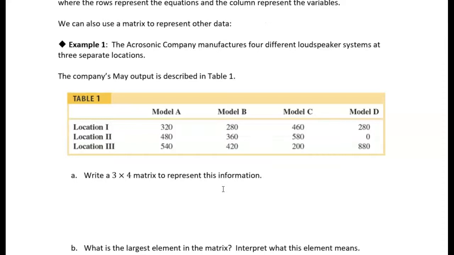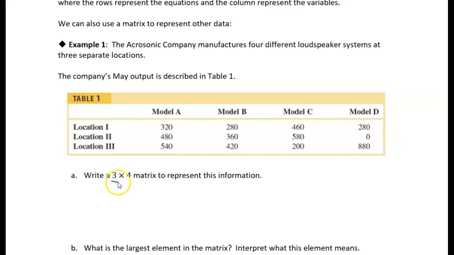This is pretty straightforward. A matrix is just an array of numbers. It's just a rectangular array of numbers. And so all we're going to do is take this table and write it in a different way. We're just going to write it as a matrix.